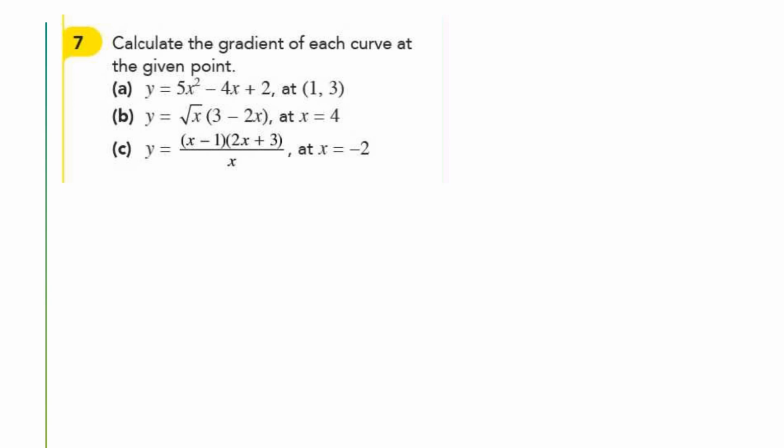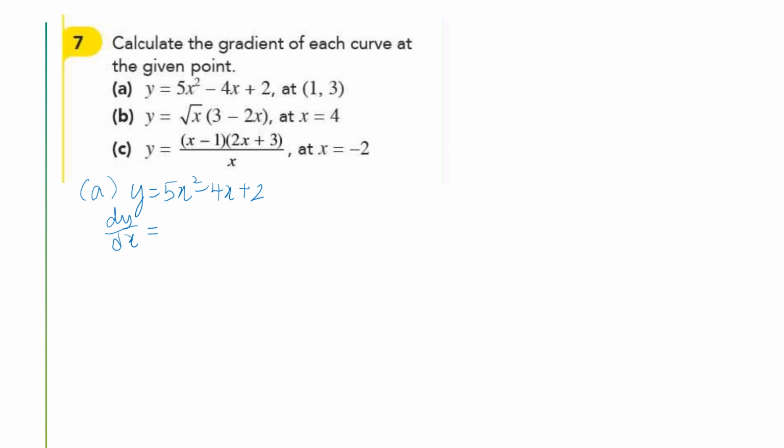Right, let's look at question 7. For question 7, we're asked to find the gradient of each curve at a certain point. Let's look at part A. You're given the function y equals 5x to the power of 2 minus 4x plus 2. Before we can find the gradient at any point, let's find the derivative, which is dy over dx. So that will give you, ignore the 5, differentiate x squared.